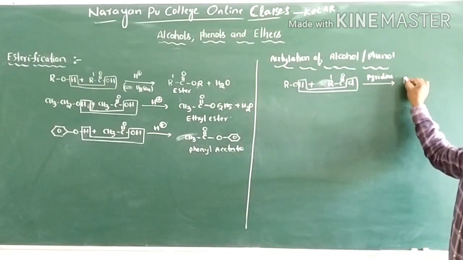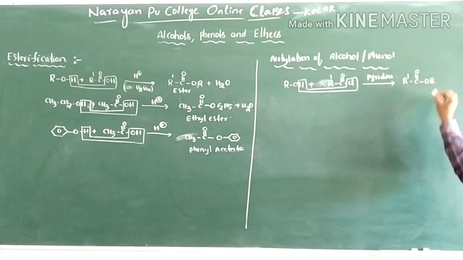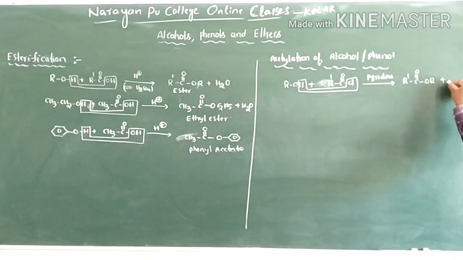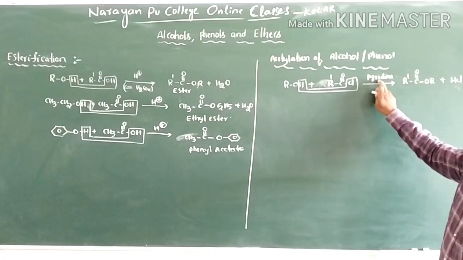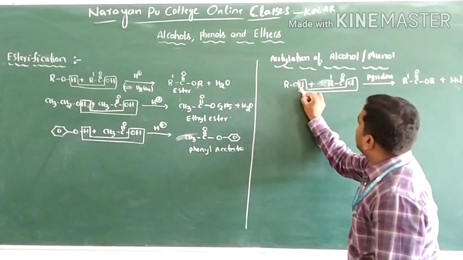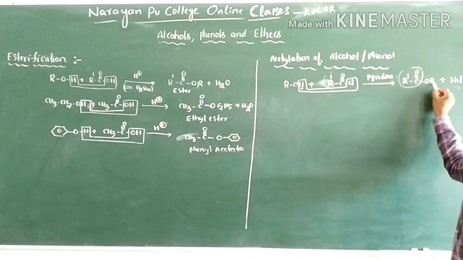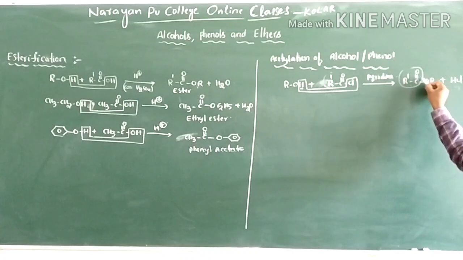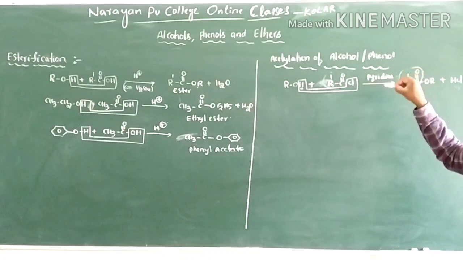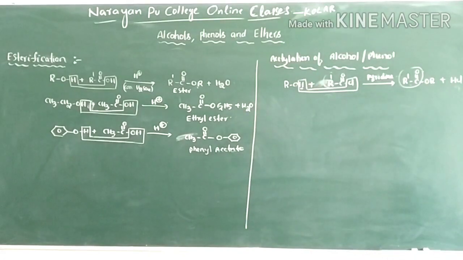Then what you will get is RCOOR', plus HCl, because in this reaction acid is generated. To neutralize the acid, we will use the pyridine. So now you see, instead of the H, it is substituted by the RCO group. ROH is an alcohol. H is substituted by the acyl group. So that's why we call this an acetylation reaction.